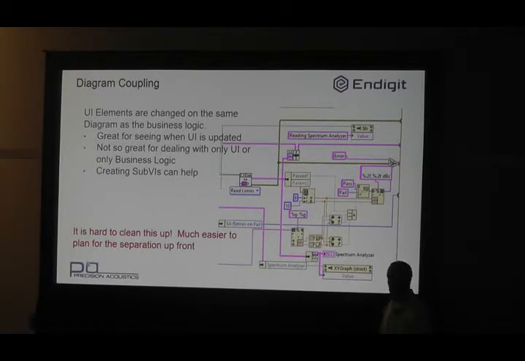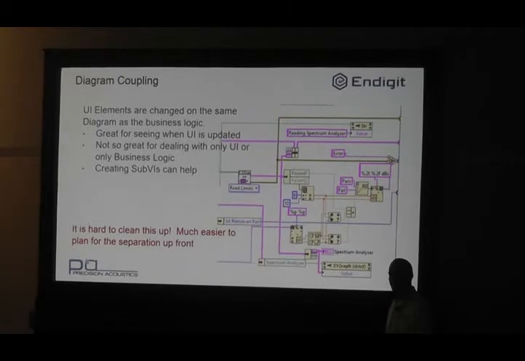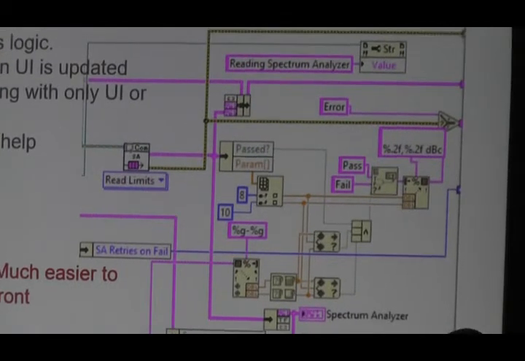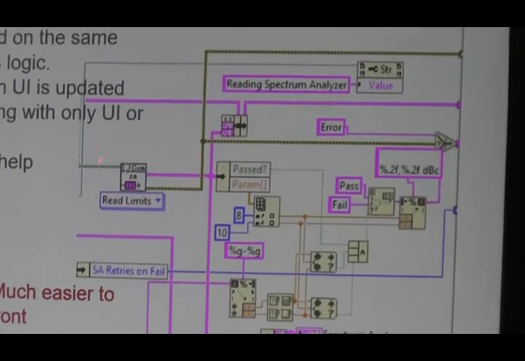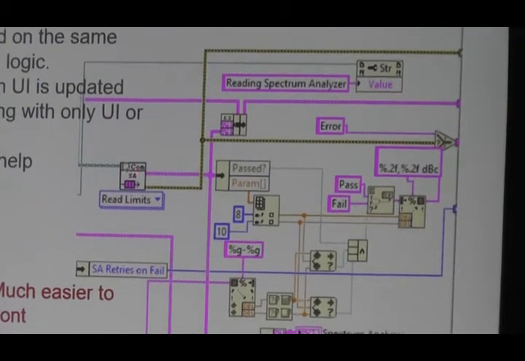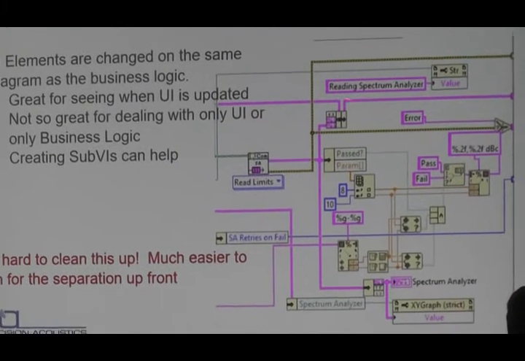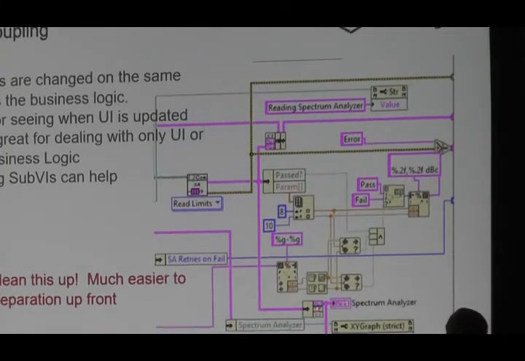This was code I wrote not too long ago, and I didn't intend for it to be messy. I mean, this is me as a CLA having written code before. I was writing a test, and as I was writing the test, I was updating my UI. So you can see that here's part of the test. We're doing a read here. Here's part of checking to see if it passed or failed. And then I have to update the user interface, and update the user interface.